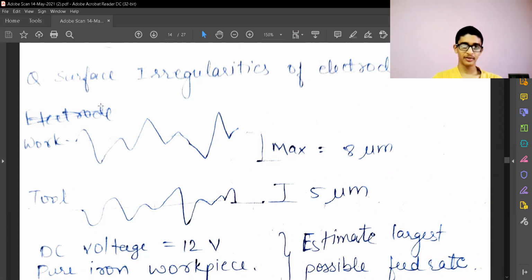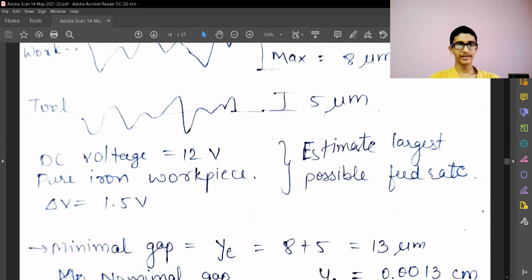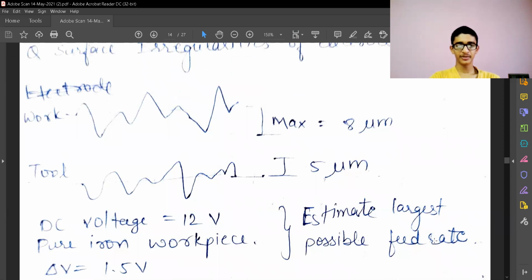Now let's use the second numerical to understand the surface irregularities of the electrodes. Both electrodes, work and tool, have irregularities, surface unevenness. It is given that the maximum surface unevenness on the work is 8 micrometer and on the tool it is 5 micrometer. We need to take that into account now. DC voltage given is 12 volts, a pure iron workpiece is given, so area, valency and density need not be given. Delta V, the voltage drop, is 1.5 volts, and we need to estimate the largest possible feed rate.